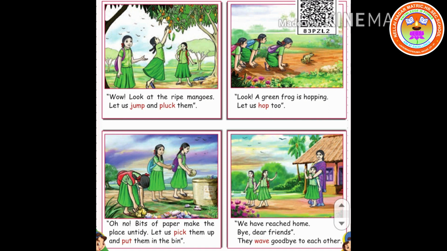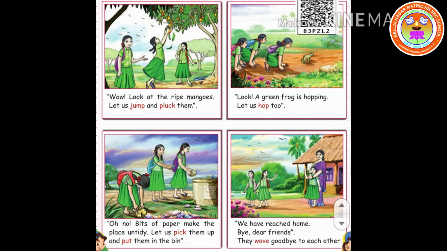Then the second friend sees a green frog which is hopping. "Oh, it is hopping very nicely. Let's also hop together along with the frog." Everybody knows how a frog hops, yes? Hopping is when you are kneeling down to the ground and using your hands, you hop.